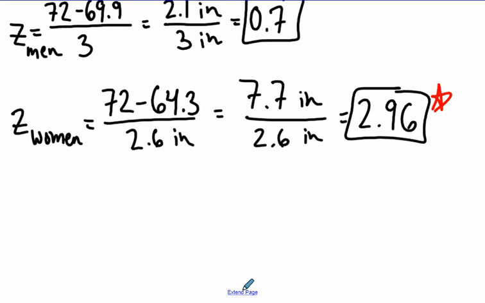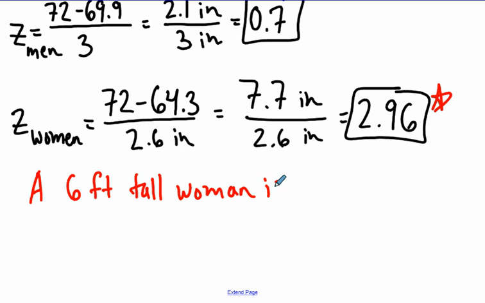So we would say, which would be more unusual? A 6-foot tall woman is more unusual because it's more standard deviations away. It would be a higher z-score. That's what we're looking at. That's what we mean by unusual. A larger z-score, more standard deviations away.